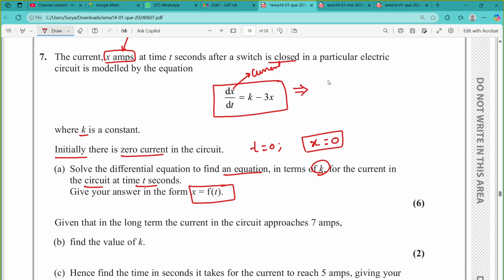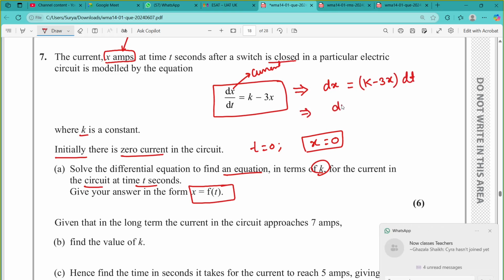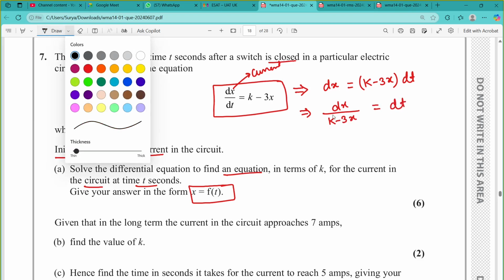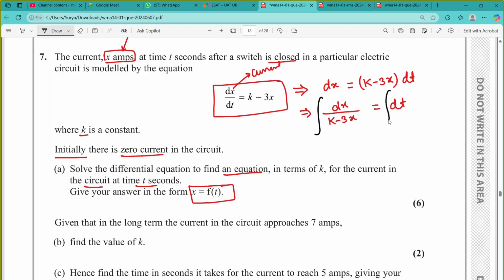If we apply the variable separable method, we can write dx equals (k minus 3x) into dt. Then we can write dx over (k minus 3x) should be equal to dt. We have applied the variable separable method. We have separated the x and time variable, the t variable, separately. So now we can integrate both sides, right?